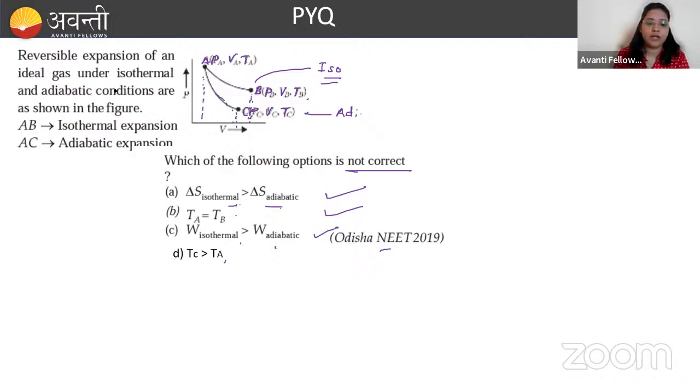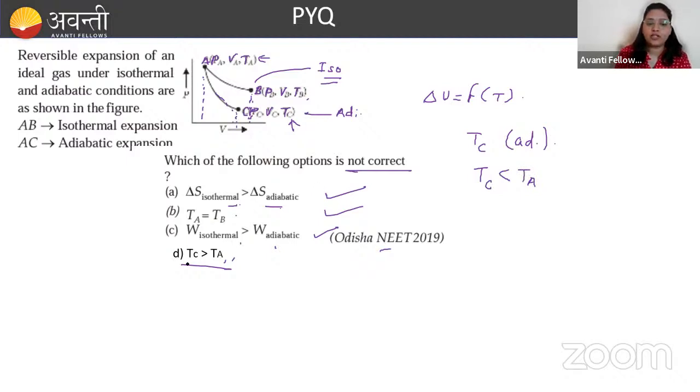The last statement: temperature TC will be greater than temperature TA, the initial temperature. For an ideal gas, as we know, the internal energy is a function of temperature. So the final temperature TC for the adiabatic process should be less than its initial temperature. So TC should be less than TA. It shouldn't be greater than TA.